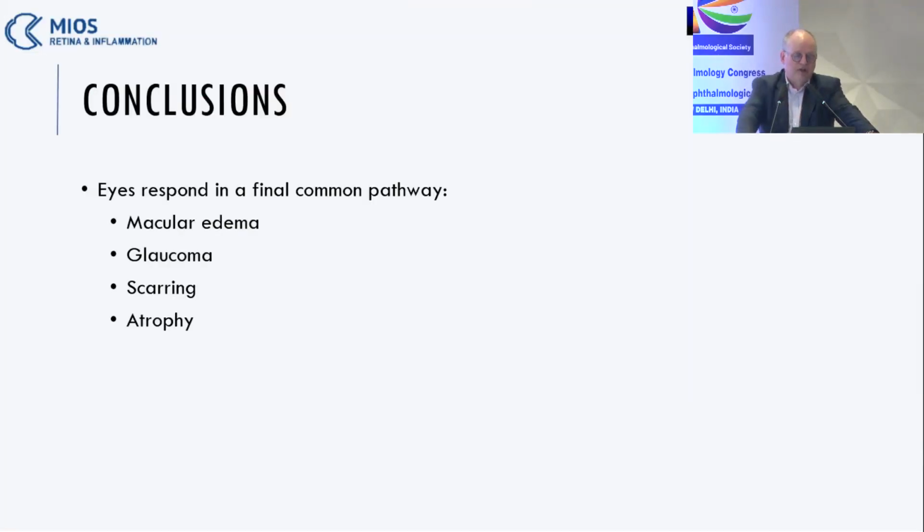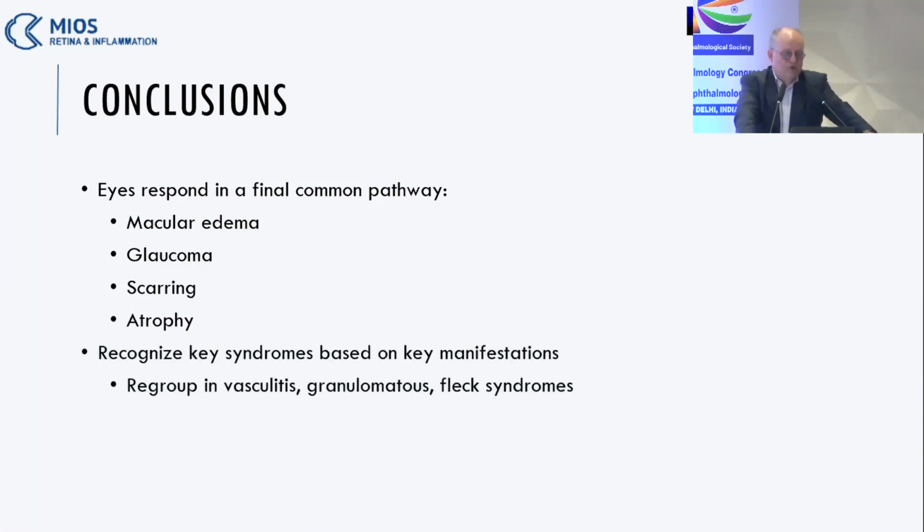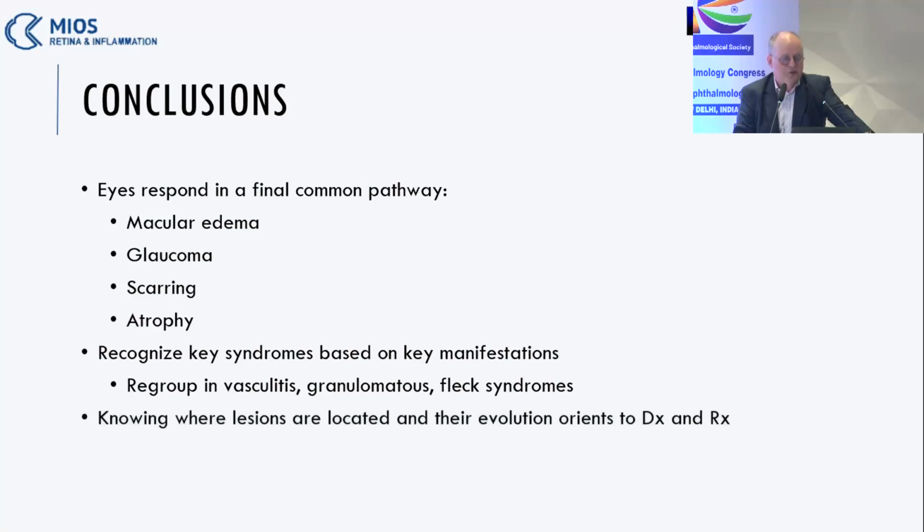So in conclusion, the eye responds with final common pathways, and this can be macular edema, glaucoma, scarring, as we've talked about, and the presence of atrophy. It's good to be able to recognize these key syndromes by key manifestations. So it's either the image itself, as we've been talking about with the flex syndromes, or otherwise trying to identify certain of the processes, that is vasculitis, the presence of granulomas, or changes in the retina. Knowing where the lesions are located and their evolution, and in particular with the OCTs, is recognizing the involvement inside the outer retina, whether there is in fact a haze that is present within the ellipsoid zone, or the presence of atrophy. This can help with the diagnosis as well as being able to identify response.